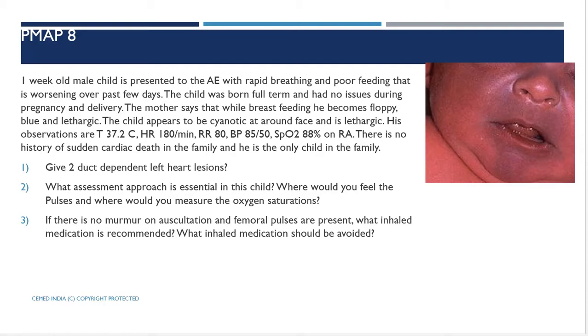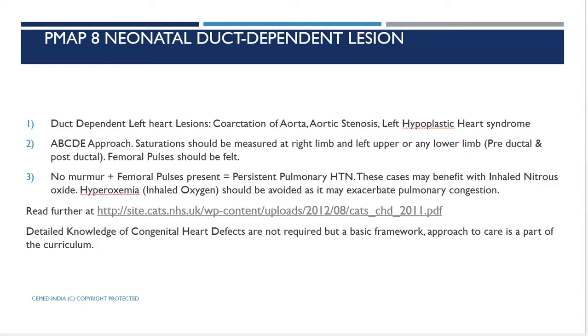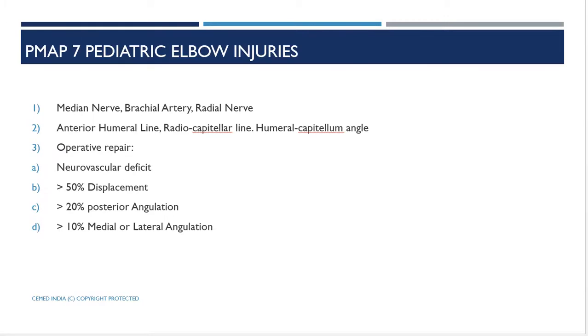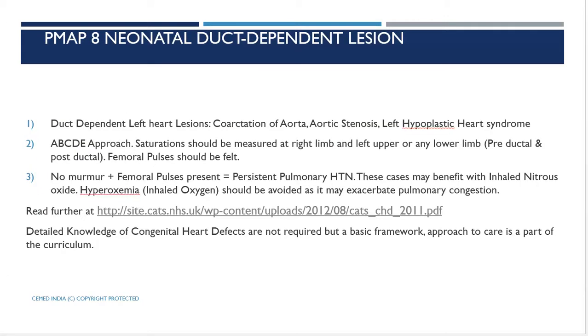So what medication should be given and what should not be given? So duct dependent lesions are coarctation of aorta, aortic stenosis, hypoplastic left heart syndrome, ABCDE approach. Femoral pulses should be felt. If there is no murmur and femoral pulses are present, it is persistent pulmonary hypertension. They will benefit from nitric oxide. Don't give oxygen. So this is it.